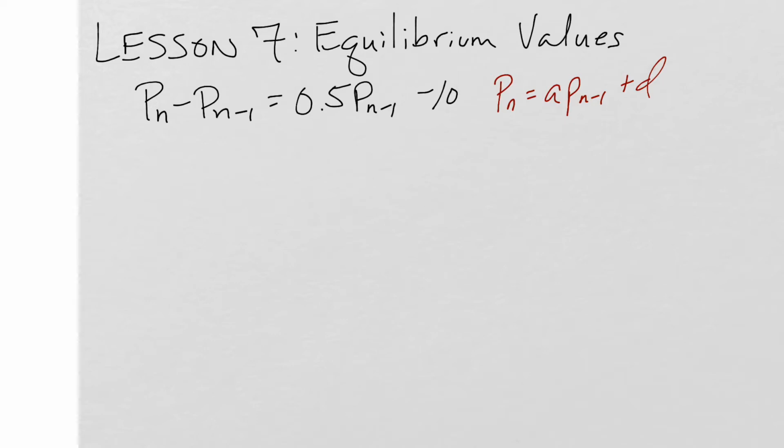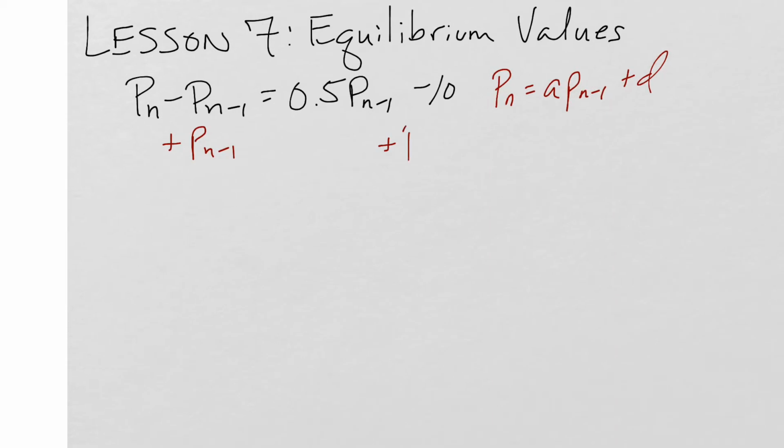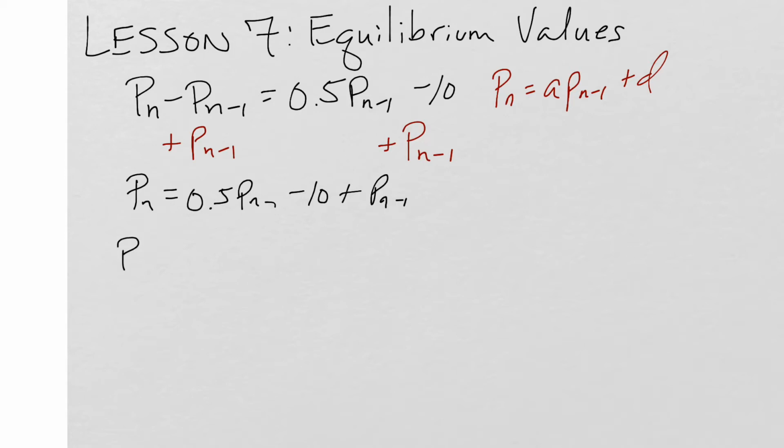And so if we're going to take our difference equation and manipulate it so that we can get back to our recursion equation, all we have to do is add P sub n minus 1 to both sides. Right? And so if we add P sub n minus 1 to both sides, now we've isolated P sub n on the left-hand side of the equation. We have 0.5 P sub n minus 1 minus 10 plus P sub n minus 1, right? And so we've got like terms here on the right-hand side. I can combine those so that this says P sub n is equal to 1.5 P sub n minus 1 minus 10. Great, so I've got my general form of the recursion equation.